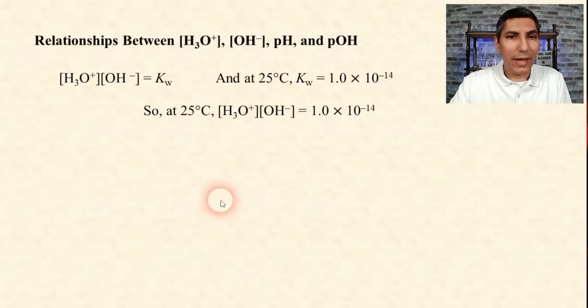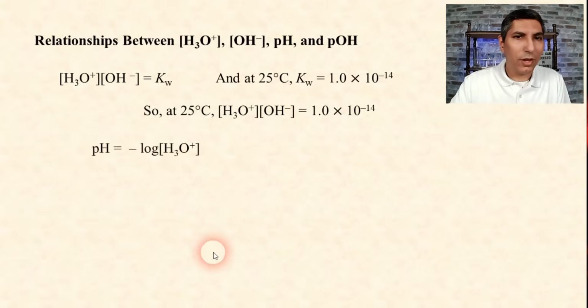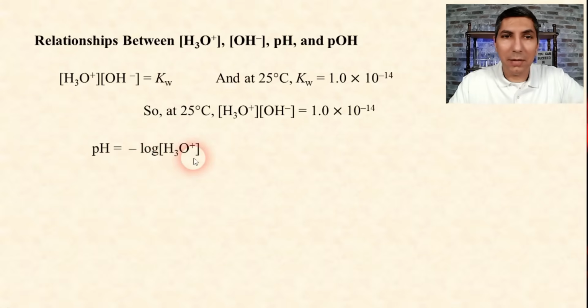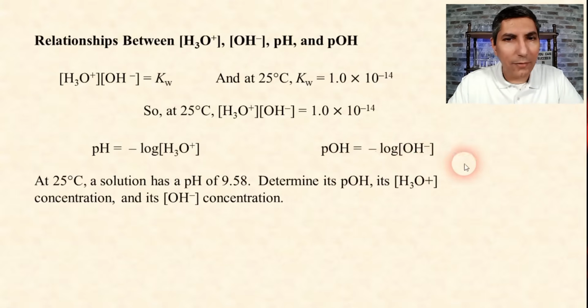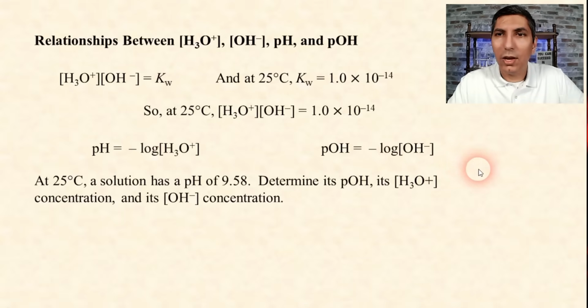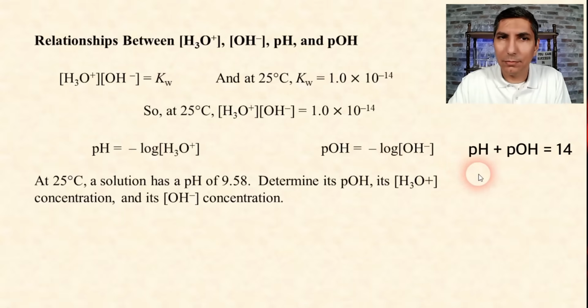And then to add on to that, we have these other equations. pH is equal to the negative log of the hydronium ion concentration. And likewise, pOH is the negative log of the hydroxide ion concentration. I don't have it on the screen, but pH plus pOH equals 14. Okay, that's kind of a different way of stating this one here, but pH plus pOH equals 14.